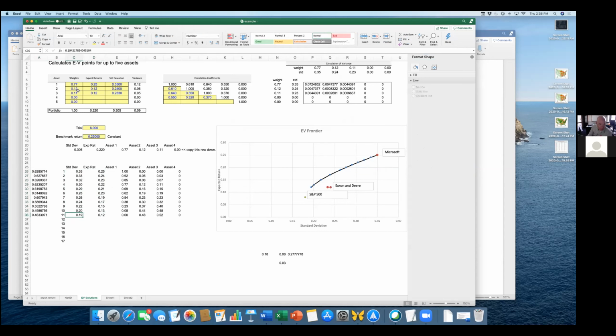So there you have the alternatives. Again, this is possible. I'm going to put this back to what it was. There is what it was. You can pull down that EV frontier and see what this example is. And again, that happens with this example right here.